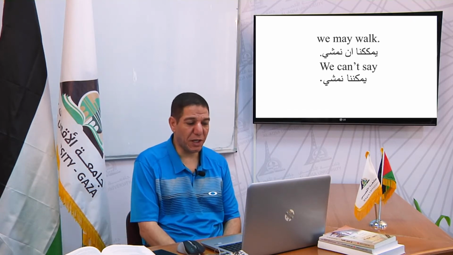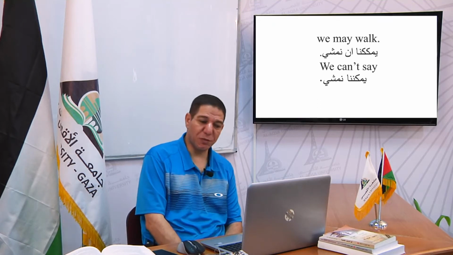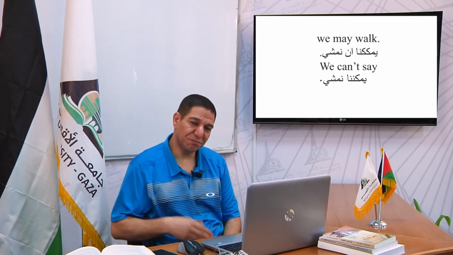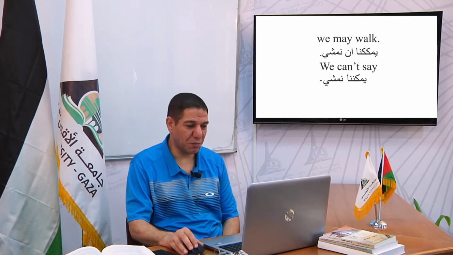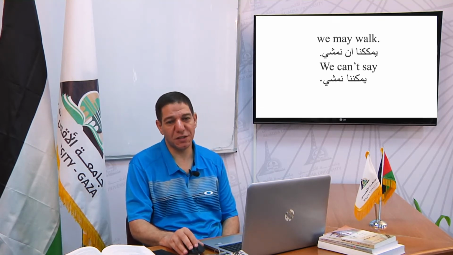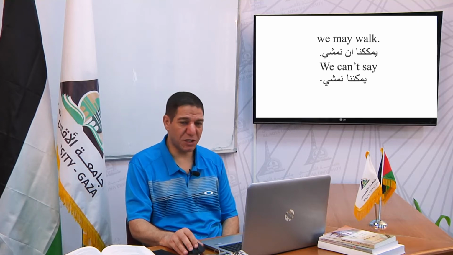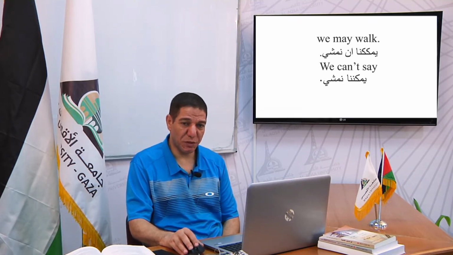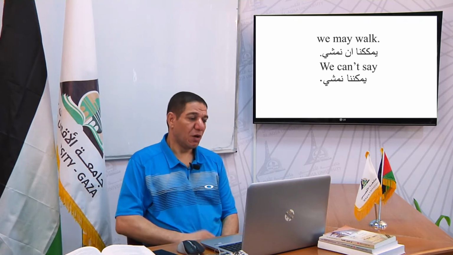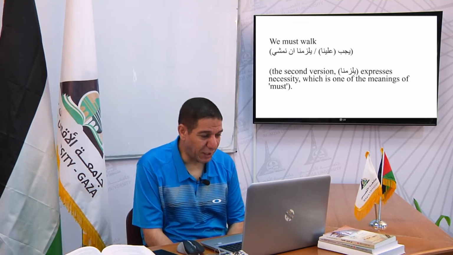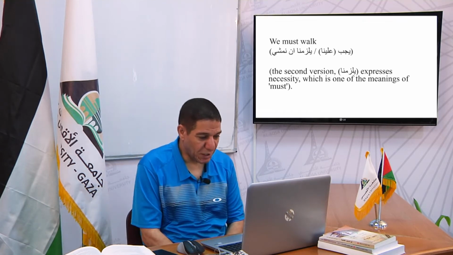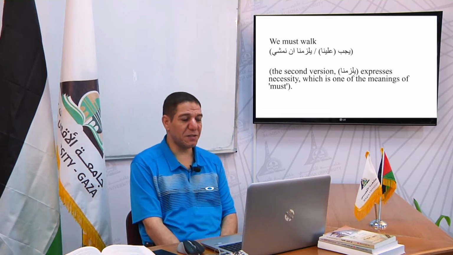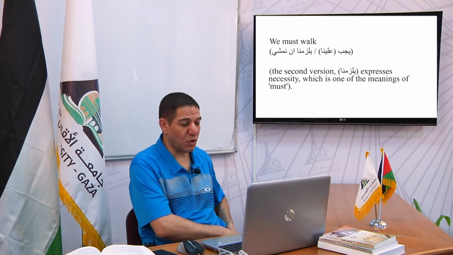Okay? We may walk, يمكننا أن نمشي. Can you say يمكننا نمشي? Well, you discuss this, you explore this option, whether you can say نستطيع, يمكننا أن نمشي, and let us discuss this when we meet on Zoom. We must walk, يجب علينا أن نمشي, يلزمنا أن نمشي. The second version, يلزمنا, expresses necessity, which is one of the meanings of must.